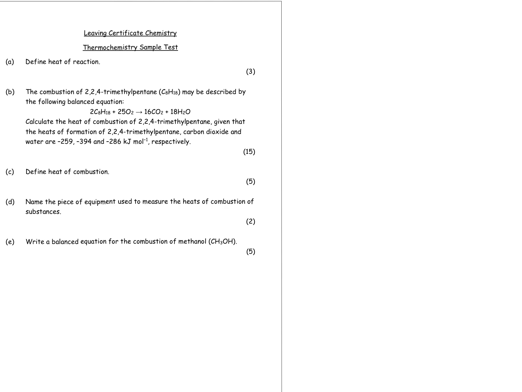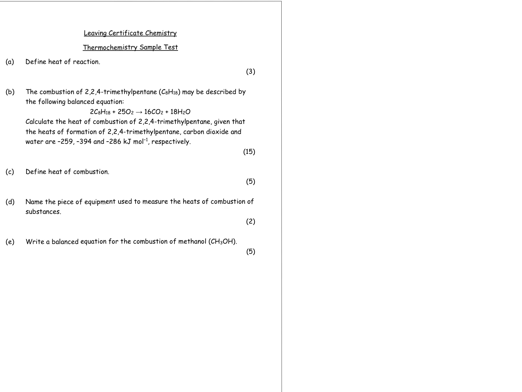Okay, so part B then, it says the combustion of 2,2,4-trimethylpentane may be described by the following balanced equation. And you should have done fuels before this, so you should know that 2,2,4-trimethylpentane is a reference hydrocarbon that's used to denote octane number. Now, the octane number of 2,2,4-trimethylpentane is 100. Okay, so this question asks us to calculate the heat of combustion of 2,2,4-trimethylpentane, given that the heats of formation of 2,2,4-trimethylpentane, carbon dioxide and water are minus 259, minus 394 and minus 286 kilojoules per mole respectively. Now, this is calculating the heat of combustion, which is the same thing as heat of reaction, because obviously a combustion is just a reaction.